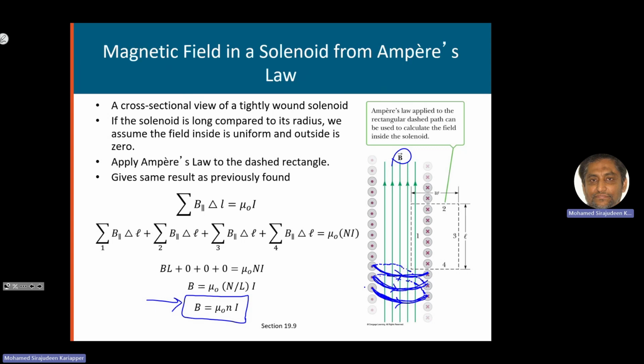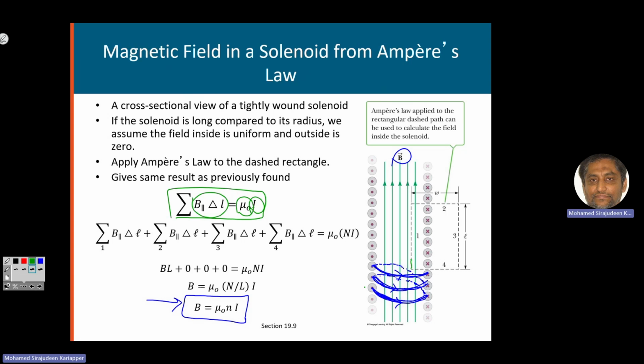Right, now let's apply Ampere's law. What is Ampere's law? This is the equation of Ampere's law. Sum of this product, the parallel component times delta L, we apply through a cyclic path, a closed path, and sum them up, and we say it is equal to this constant mu0 multiplied by the current inside that cyclic path we choose. So the dotted line here is the cyclic path.